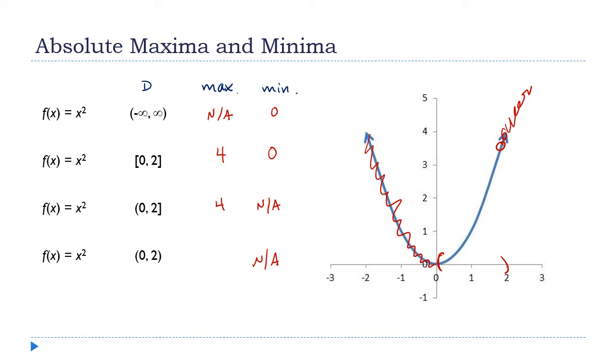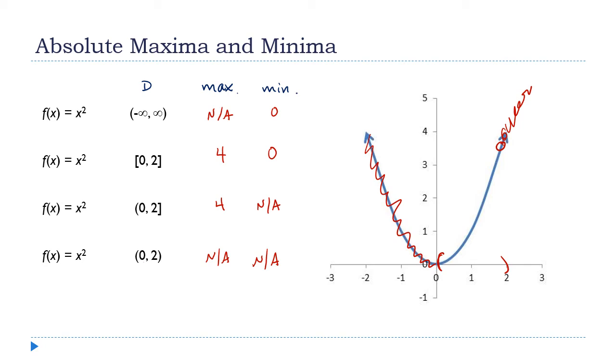Pick a number close to 2 to potentially be your maximum. Well, I can always pick something a little bit closer to 2 than your number, and the y value for that x value is going to be a little bit higher. So your value will never be the maximum. So there's no maximum here either. So we see that all of the possibilities can happen. It's possible to have both an absolute maximum and an absolute minimum. We can have one or the other, and we can have none at all.